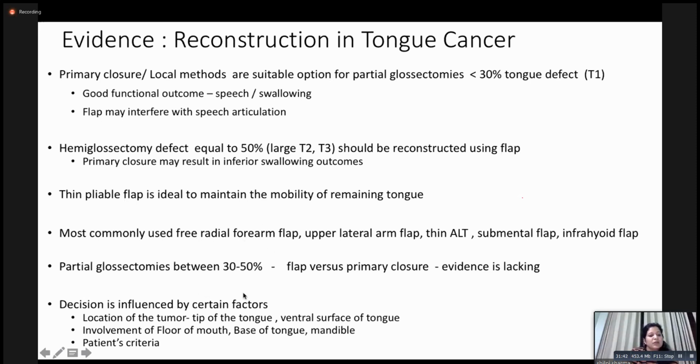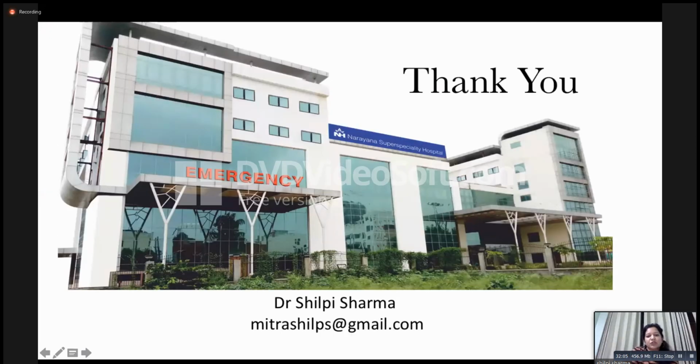For defects between 30 to 50%, as per the literature, we don't know what is best because there is not enough data, but the majority of us would like to do a flap as compared to primary closure. However, the decision is influenced by other factors such as location of the tumor, involvement of adjacent structures, and of course the patient's criteria. So that's it. Thank you. If there is any question, I'll be happy to take.